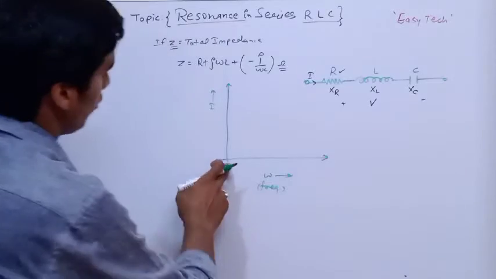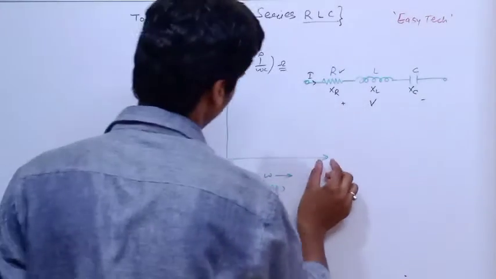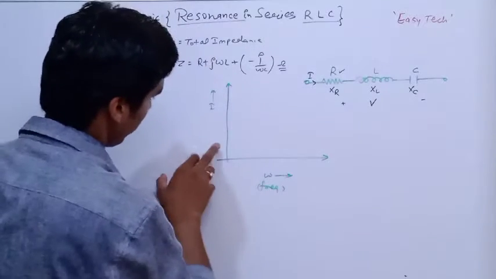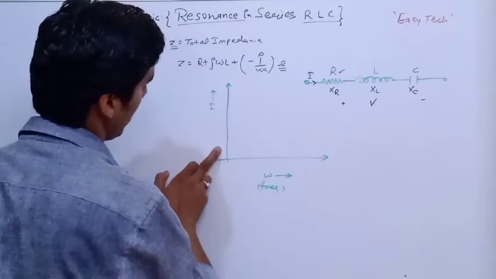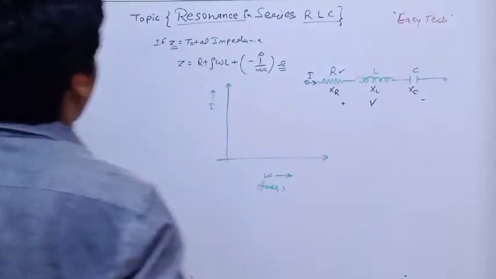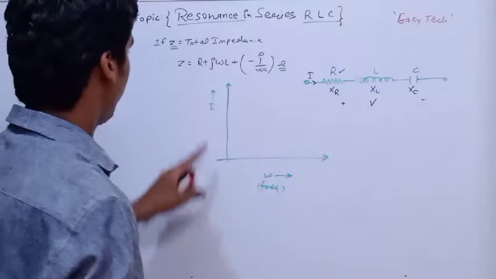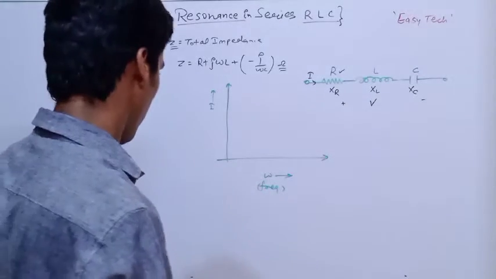Here the value of frequency is very low, and here the value of frequency is very high. Here the value of current is very low, and on the y-axis the current value increases. This is x direction, this is y direction. So we are going to draw I with respect to omega.